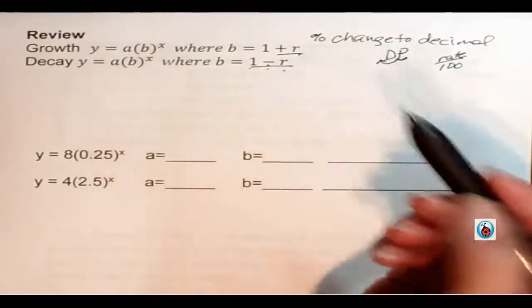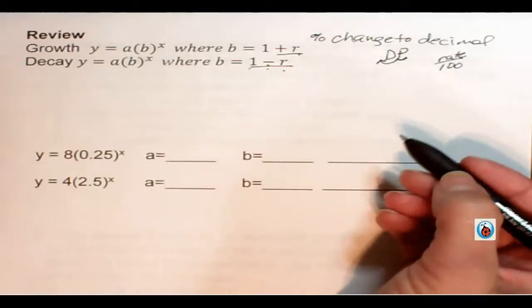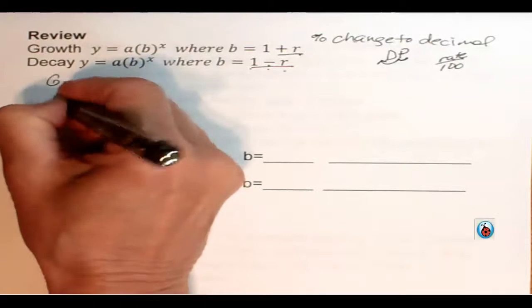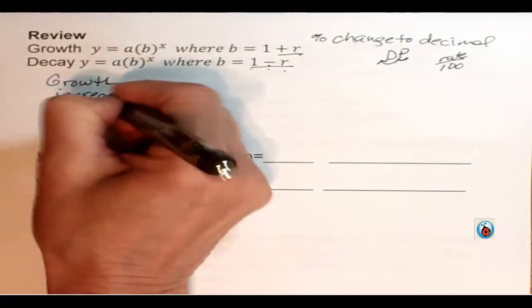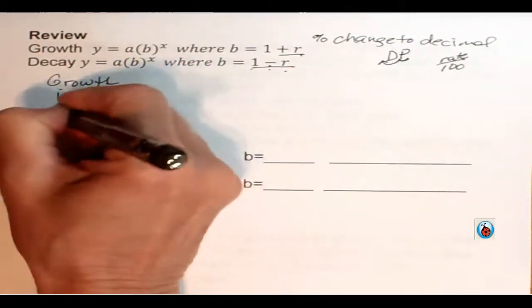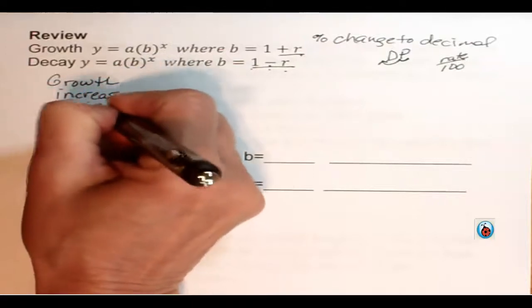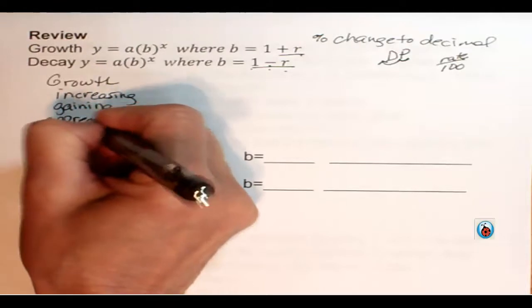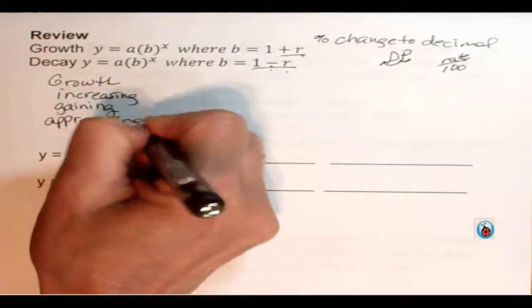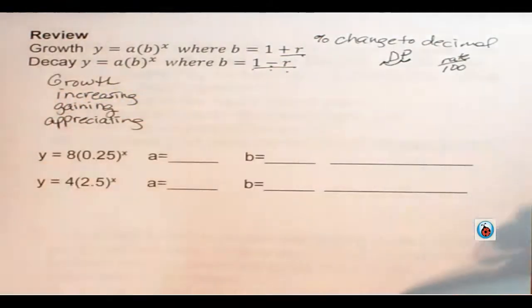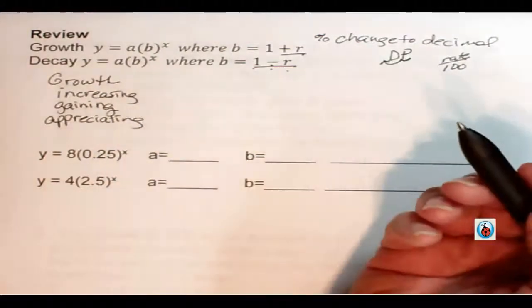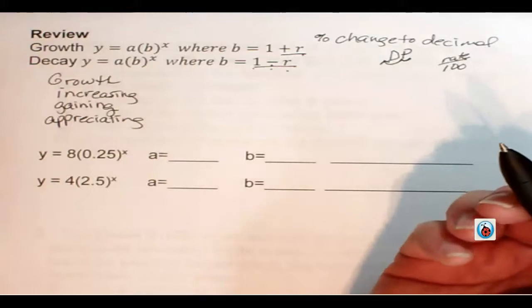Okay, so some words that can tell you that it's a growth or a decay. Growth, of course, if it says that it's increasing, gaining, appreciating, increases, we already got that. Any words that mean that it is getting more added, more value added to it.